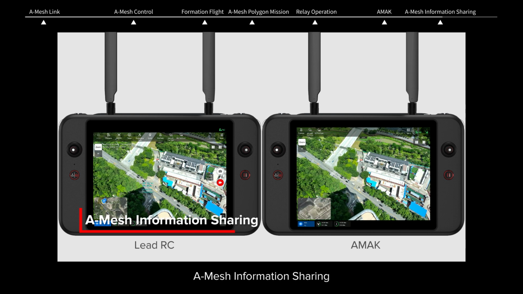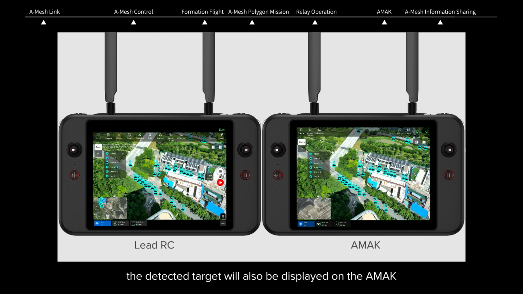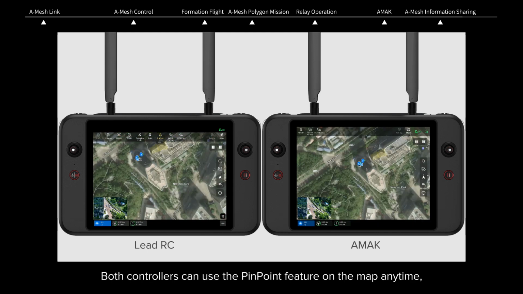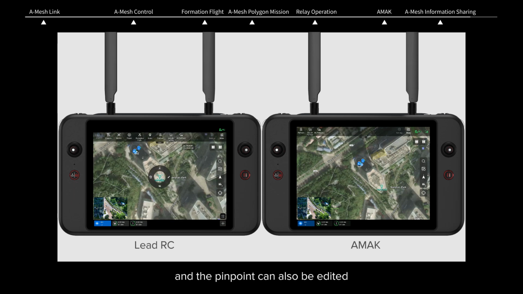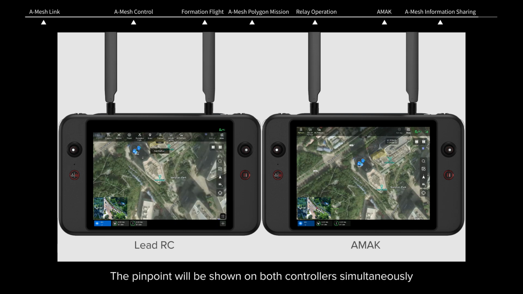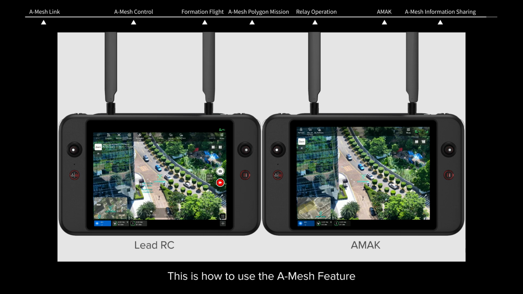A-Mesh Information Sharing. When using AMAK, if the lead controller activates the AI recognition feature, the detected target will also be displayed on the AMAK. Both controllers can use the pinpoint feature on the map anytime, and the pinpoint can also be edited. The pinpoint will be shown on both controllers simultaneously. This is how to use the A-Mesh feature.